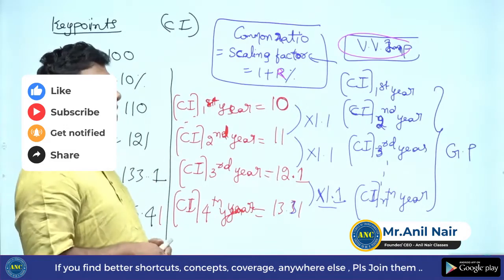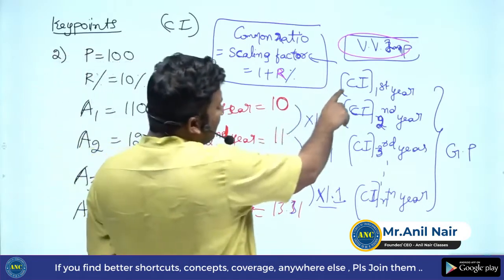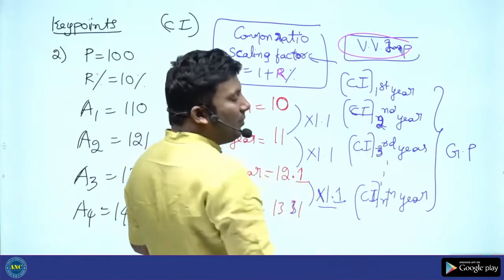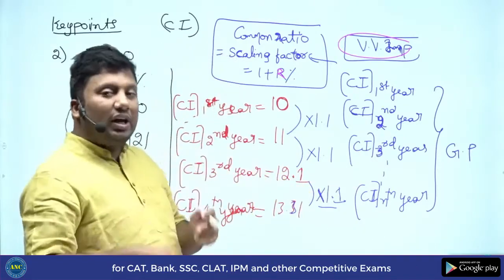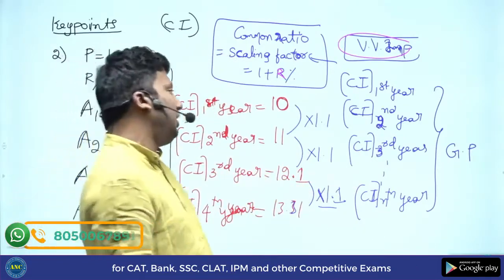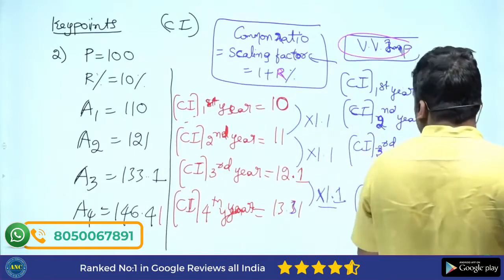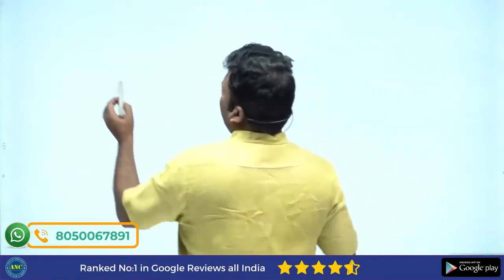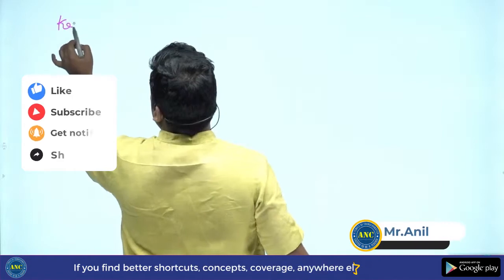Now a student will ask me, sir, CIs for a particular year are in geometric progression. For a total number of years, are they in geometric progression? Let us see it. Next key point. Key point number 3.